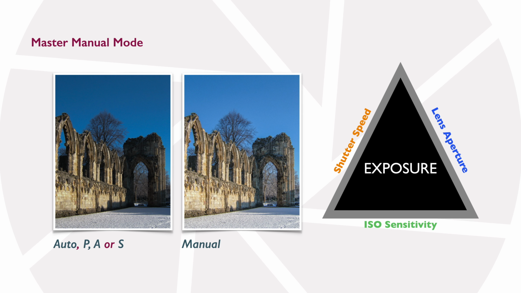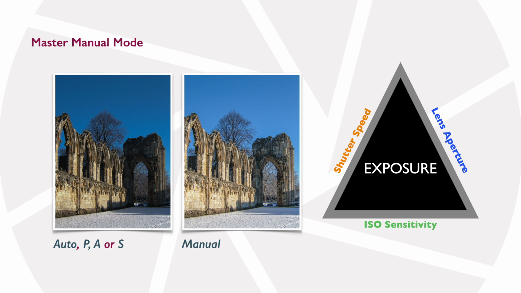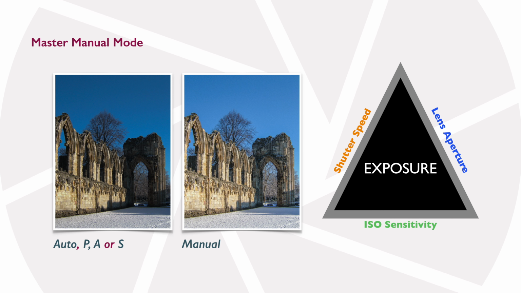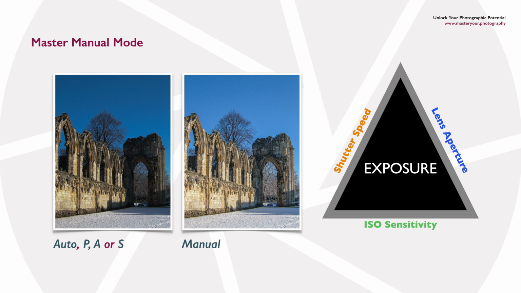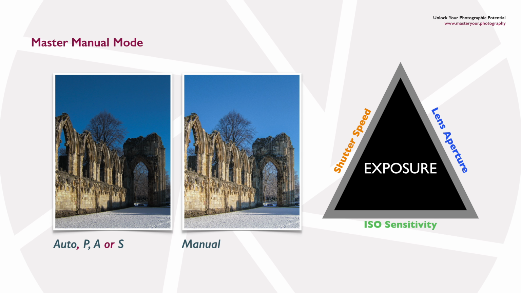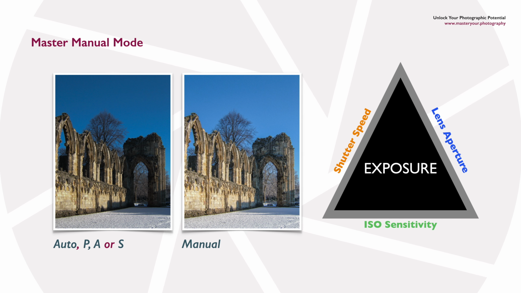Now, if we switch to manual mode, we can actually make the exposure lighter by using longer shutter speed, or maybe a wider aperture, or turning up our ISO sensitivity. The main thing is we have full control, so we can actually photograph the scene and end up with an image that is representative of how it looked in real life, rather than something that looks a little bit dull, a little bit grey.